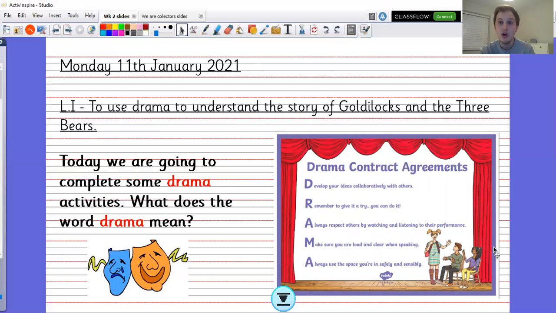It says for the R, remember to give it a try. You can do it. I know drama might not be up some people's street, but that is absolutely fine. Give it a good go. You might really, really love it. The A stands for always respect others. And that's a really important thing. If we were at school, we would sit beautifully and we would listen to each other. We'd share our ideas. For the M, make sure you are loud and clear when speaking. Okay, don't start mumbling. Talk loud and clear. Perfect. And always use the space you're in safely and sensibly.